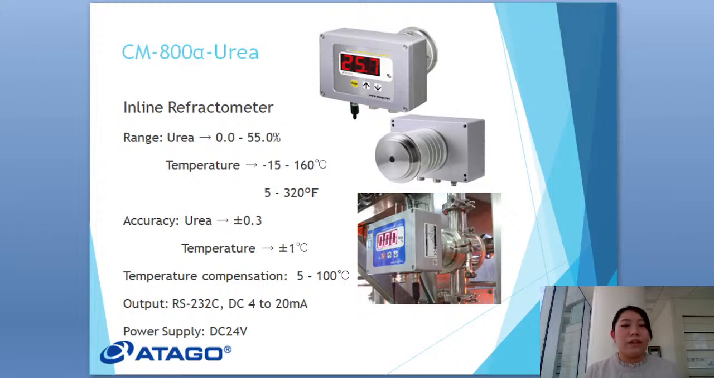And not like the other 2, which are the PAL-urea and CM-BASEA-urea, the temperature compensation is wide, from 5 to 100 degrees. The output and the power supplies are the same as CM-BASEA-urea, but with CM-BASEA-urea, you only need one cable, not like the CM-800-alpha-urea.